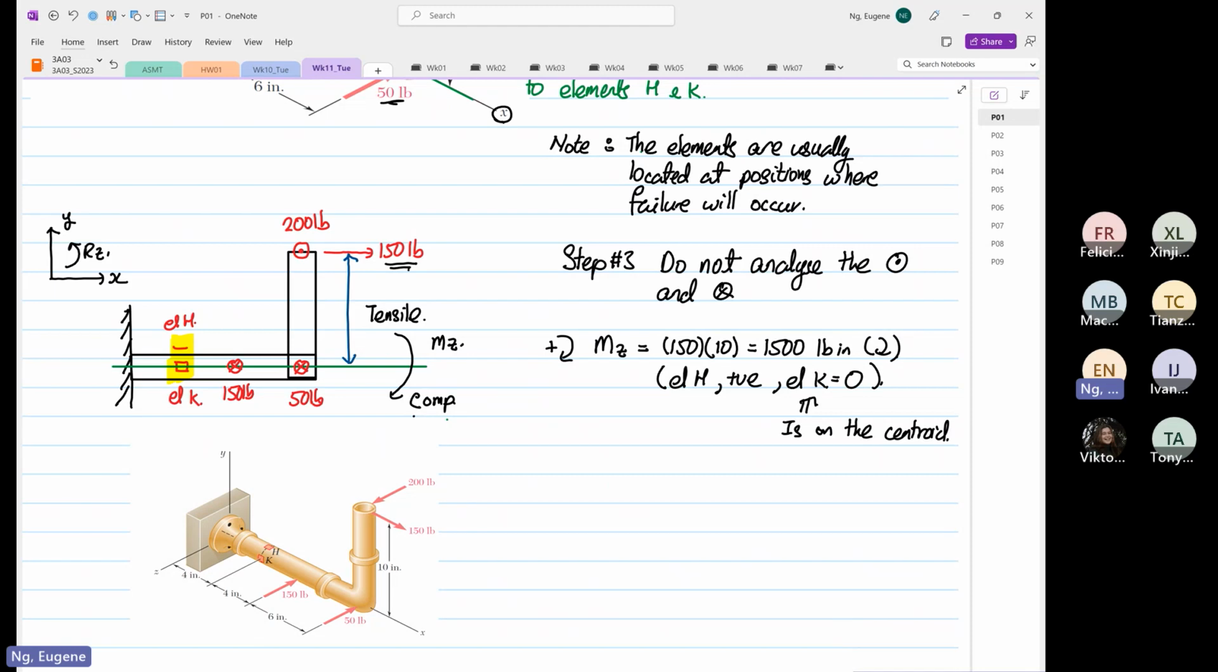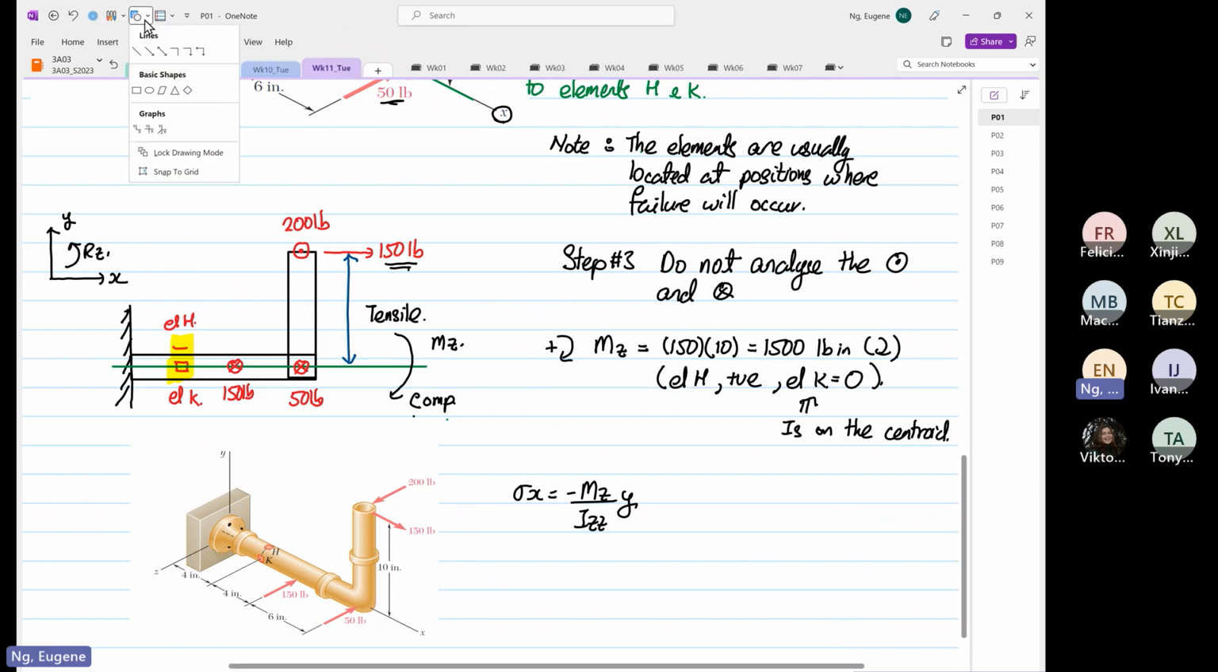We just focus on moment about Z. So stress in the X direction is equal to minus Mz over Izz multiplied by y. So we will have a distribution looking like this, right? We will have a distribution.